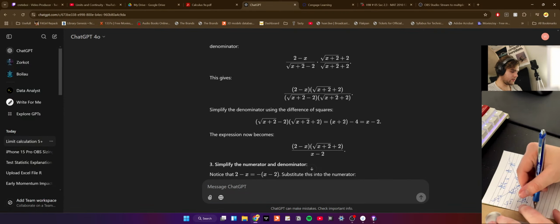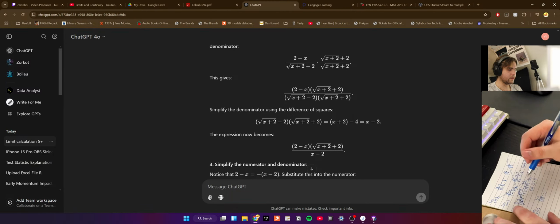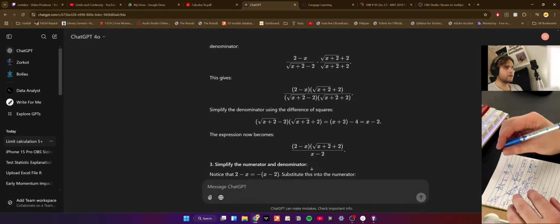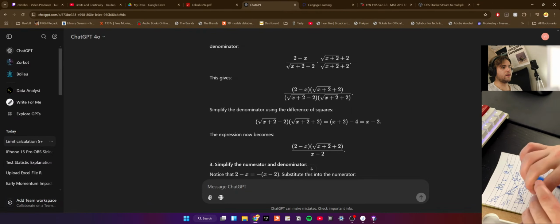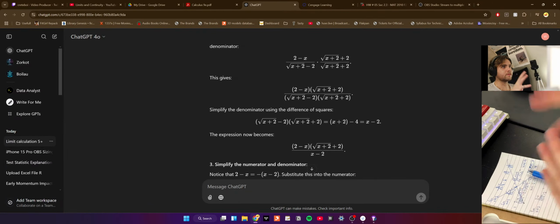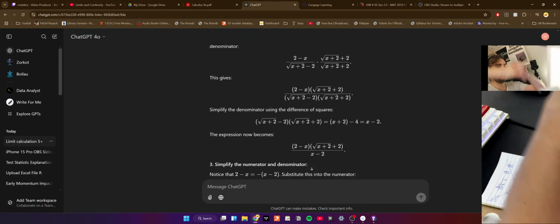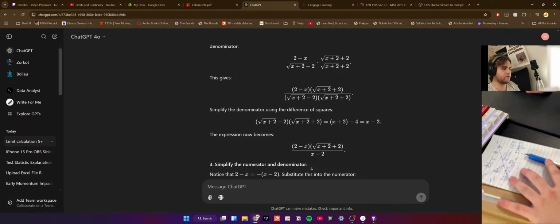Just give that a little x. The limit as x approaches 2 of 2 minus x, square root of x plus 2, that square root goes all the way, minus 2. So the mistake I made is that it'll become positive. The square root will stay the same, but anything that lies outside of that will become positive.